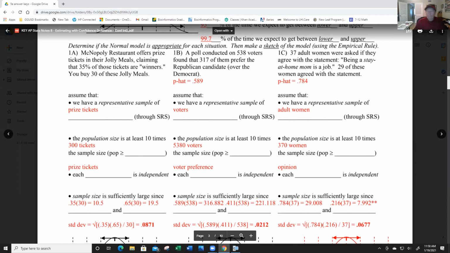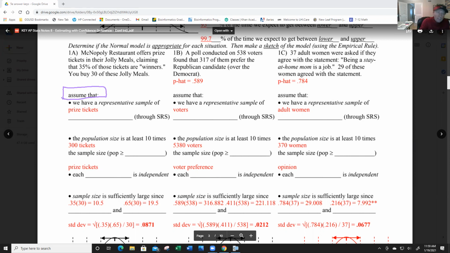So McNapoly, it's a made-up place, restaurant, offers prize tickets in their Jolly Meals, claiming that 35% of those tickets are winners. All right. Do you have a legit study? Sometimes we're going to use the word assume. We use that a lot because oftentimes you really don't know if you have a legit study. So you assume you do for the purposes of academia. Now, if you were actually doing it, you'd have to prove that it was a representative sample, okay?